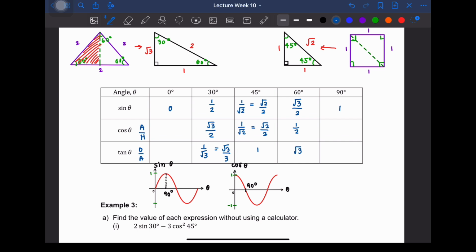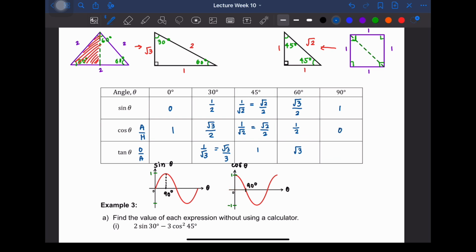Okay, and then moving on for cos. So cos 0. So this is the cos graph. So when theta is equal to 0, 0 is over here and your graph is located up here. So theta equal to 0, y is equal to 1. Right, and then lastly, when theta is equal to 90, 90 is over here and then our graph y is equal to 0. We have 0. Okay, settled.